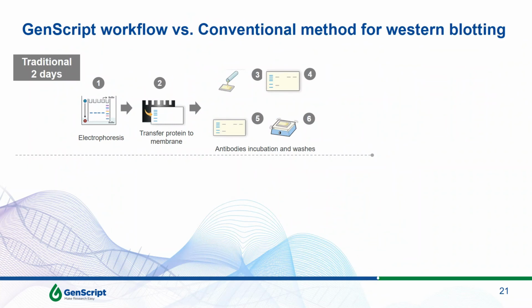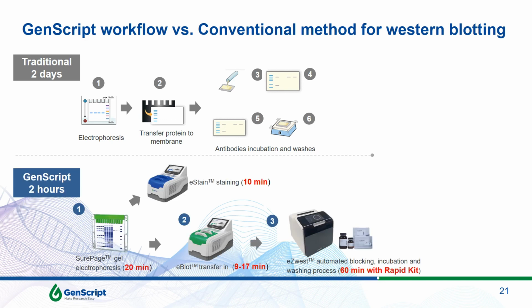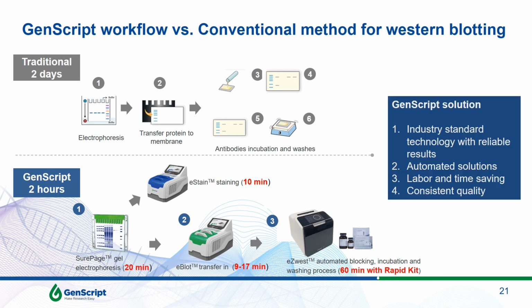To recap what I included in this webinar, we've always been struggling with the traditional method, traditional Western blotting, that takes up to 2 days, but the GenScript solution allows the full process to be completed in as short as 2 hours with all the optimization. We keep the industry standard technology with reliable results, keep inventing automated solutions to save labor and time, and generate consistent quality.